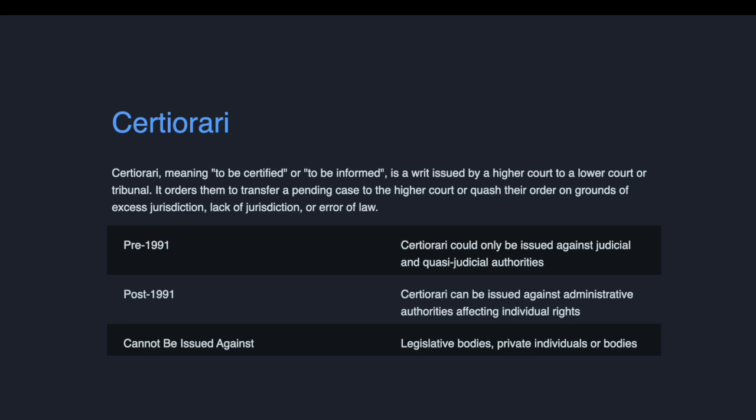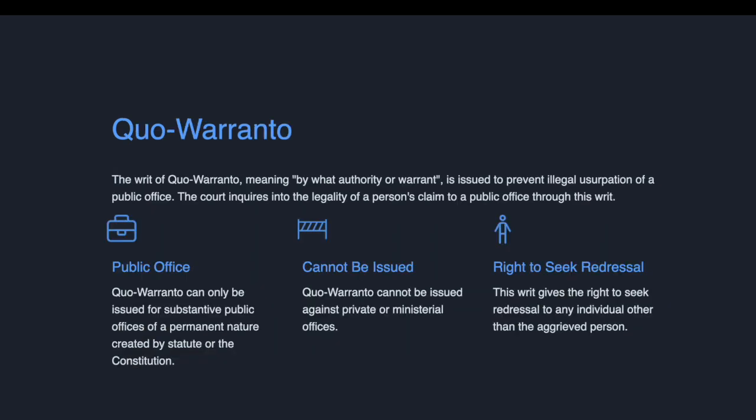Pre-1991, certiorari could only be issued against judicial and quasi-judicial authorities. Post-1991, it can be issued against administrative authorities affecting individual rights as well. It cannot be issued against legislative bodies, private individuals, or bodies.